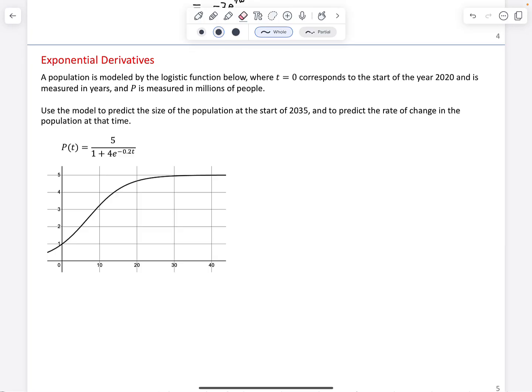Okay, so this function actually outputs population sizes as time advances. To answer the first question, what is the population at the start of 2035, I simply have to get a y-coordinate, or an output of this function. Now we're told that t equals 0 corresponds to 2020, which means t equals 10 would be 2030. T equals 20 would be 2040, and then 2050, and 2060. Now we want 2035, which would be t equals 15, in other words, 15 years after the start of 2020.